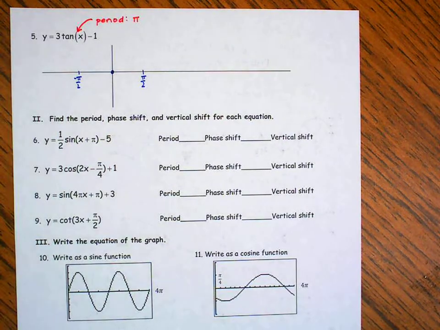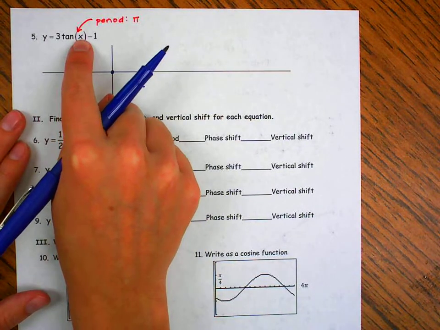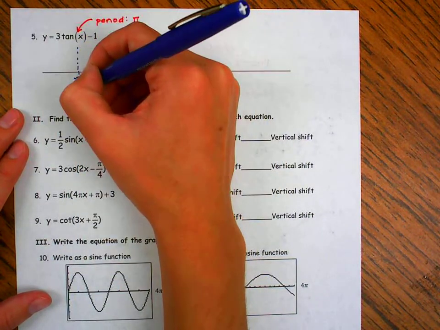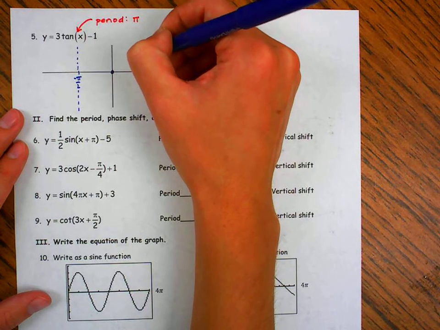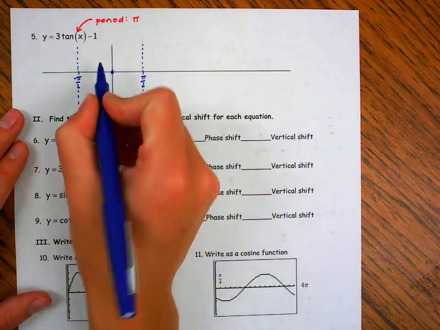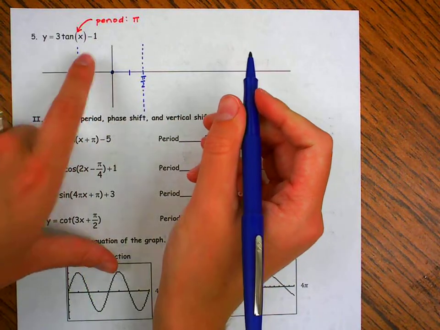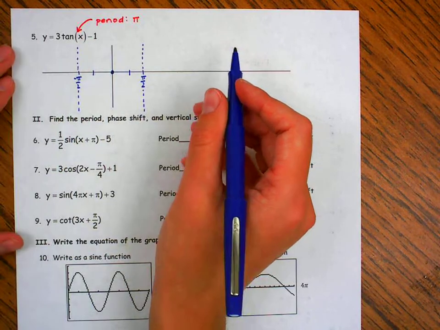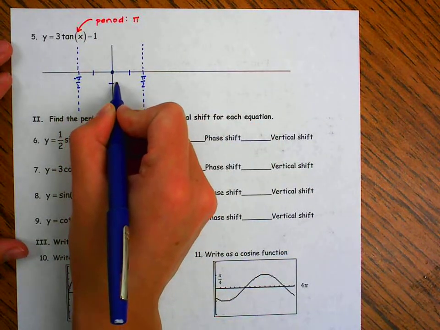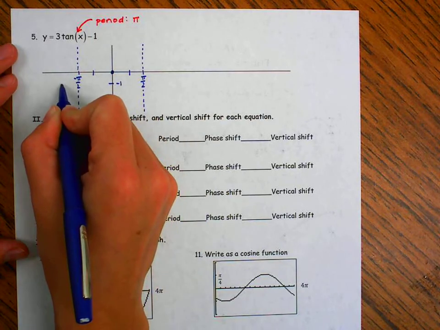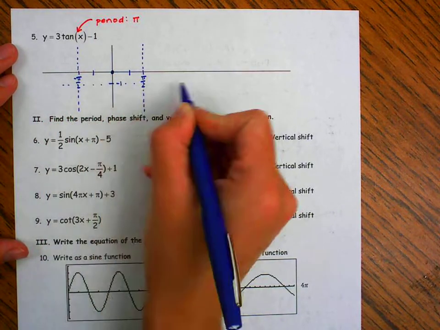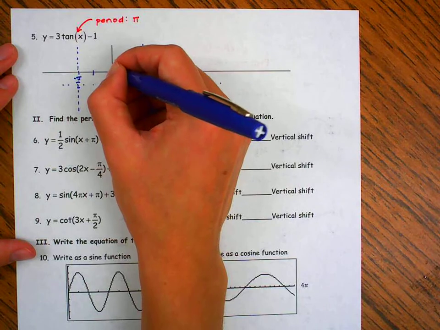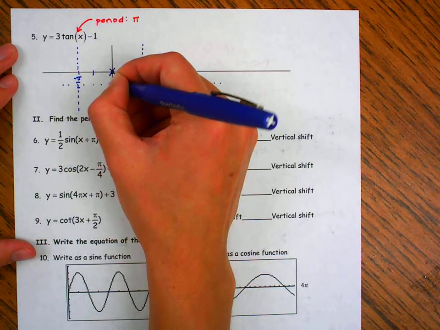Now, I have to think about my shifts real fast. I don't have a phase shift. That's what moves me side to side. So my asymptotes are good to go here. But this is telling me that everything I do has to be shifted down 1. So if it helps you, if you wanted to put in a negative 1 here, you could. I don't know that I would, but I know some teachers and some people do. So instead of starting here in the center, I need to start at my center line, which is negative 1.